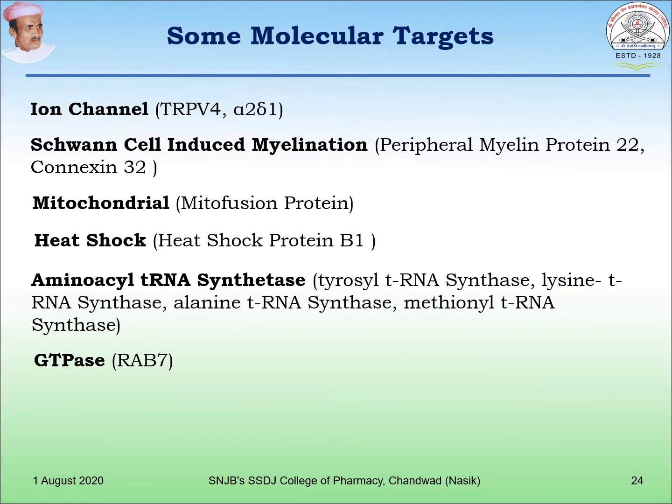Then apart from these behavioral parameters, nowadays some molecular targets are used to indicate peripheral neuropathy. You can target the ion channels, where antiepileptic drugs can be used in this case. Then Schwann cell induced myelination is another target. Then you can target mitochondria, heat shock protein, amino acid tRNA synthesis, and GTPases. So these are the various molecular targets.